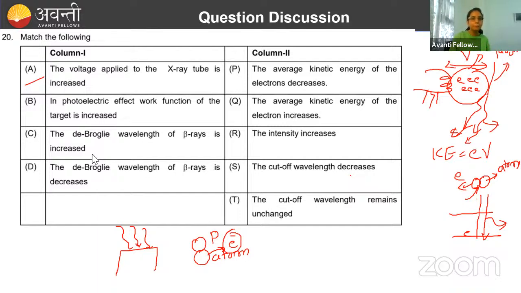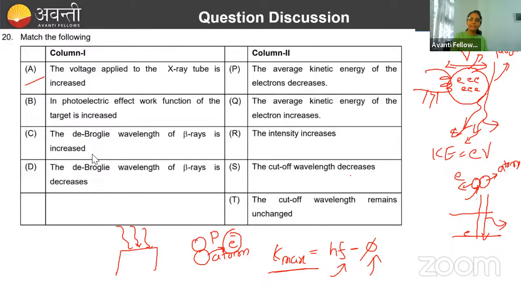K max हमने पढ़ा है. It will have high energy if energy of photon is more, or if you're going to write simply the equation. So K max का equation मैंने लिखवाया था. That was your energy of photon minus phi. So if energy of electron we have to increase, what we will have to do? We will have to either increase the frequency of light, that is energy of photon, or we can decrease the work function. So if work function of the target is increased, it means what will happen? The average kinetic energy of the electron decreases.